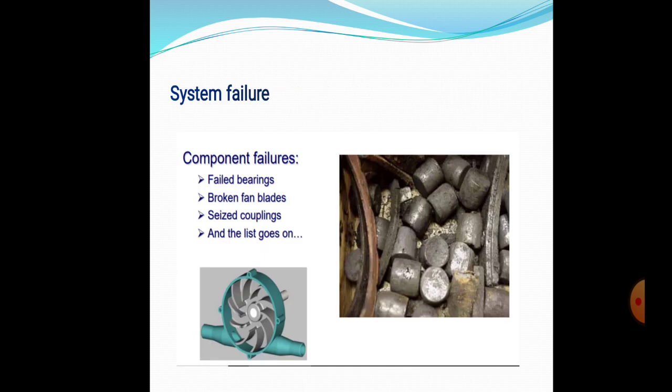At the time of monitoring, what system conditions can be seen with some of the failures? That is known as what? System failures. See the failures given in the figure: failed bearings, which cause the failure again, then broken fan blades and bolts, then seized couplings, and so on. There is some degradation. So these are some of the failures of the components, and because of this, the system may fail.